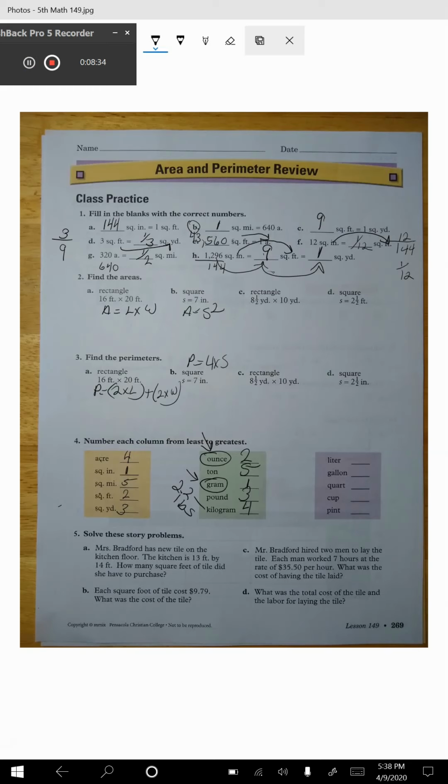All right, so we have a liter, a gallon, a quart, a cup, and a pint. This is a little easier because we use 2-liter bottles. Isn't that, oh, that is awful. Quit laughing at me. I'm trying to make a 2-liter bottle of soda.